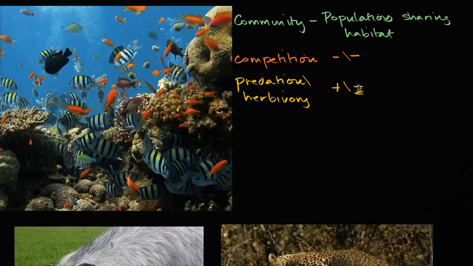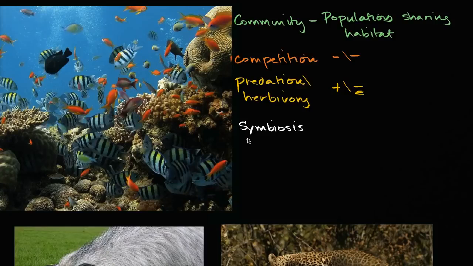Now, the next types of interactions are ones where you have long-term, fairly intimate interactions, where you have organisms that oftentimes live with each other or even on each other. And this general term for organisms that have these long-term intimate interactions is symbiosis.